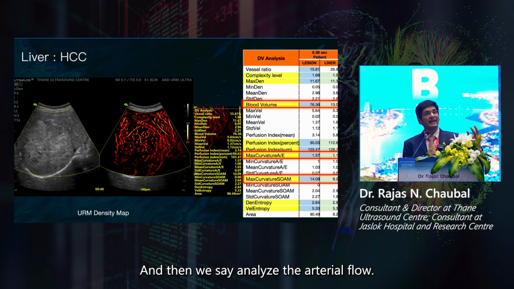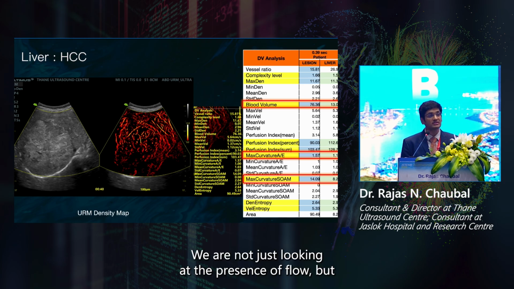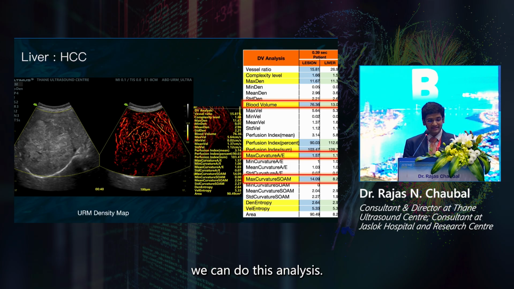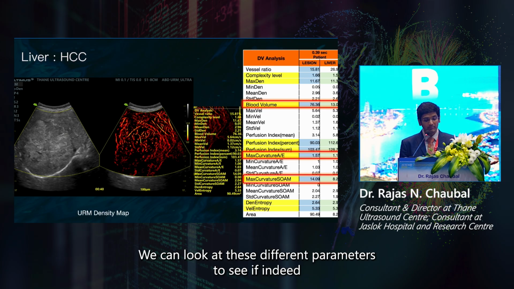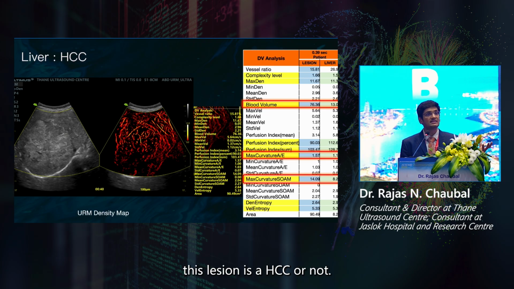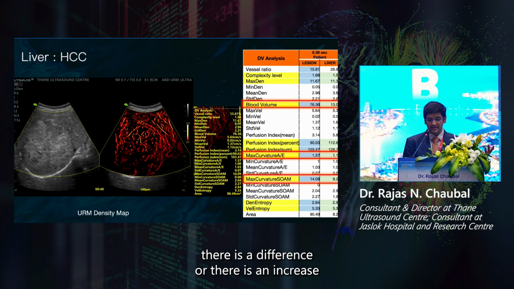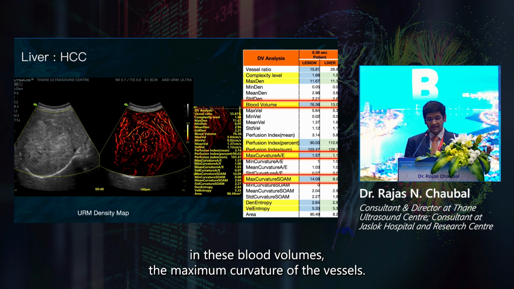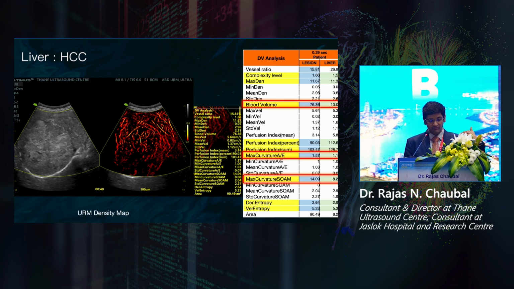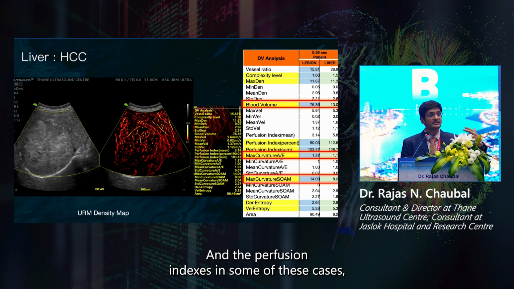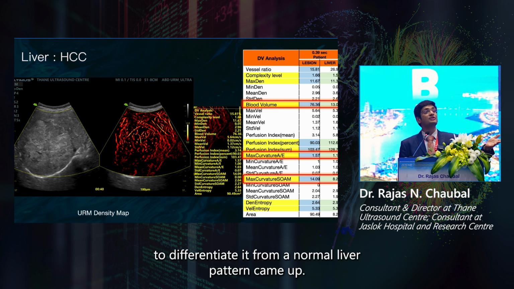But with the advent of the URM technology, we can now analyze the arterial phase a little better as well. And when we say analyze the arterial flow, we are not just looking at the presence of flow. We can look at these different parameters to see if indeed this lesion is an HCC or not. If you look at some of these patients that we have done, we found an increase in the blood volumes, the maximum curvature of the vessels, and the perfusion indices in some of these cases, to differentiate it from normal liver parenchyma.